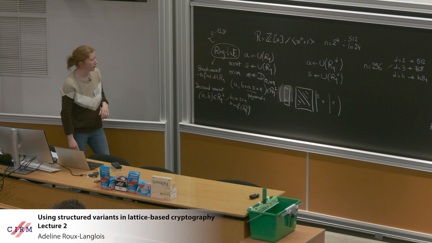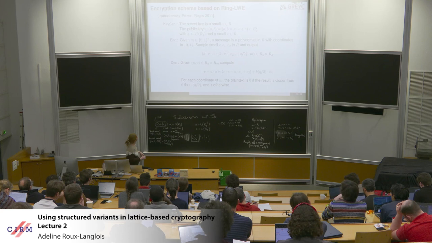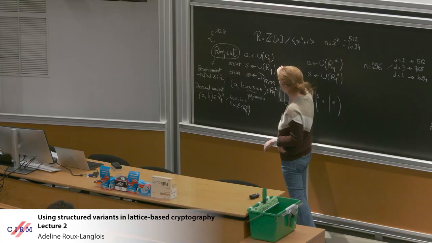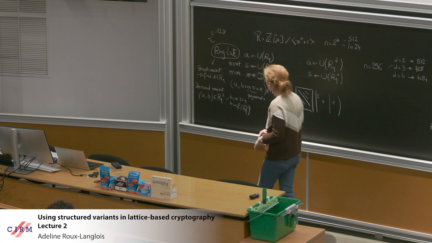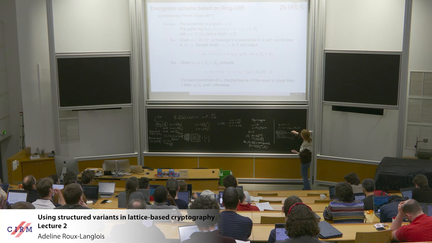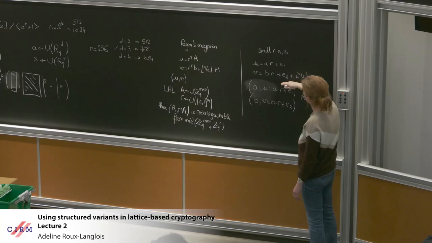And from this, we can build an encryption scheme. I come back here with, as a secret key, the secret of ring LWE, as a public key, this A, B sample, and to encrypt, I take a small r, and I compute u equals a r plus e1, v equals b r plus e2, plus q over 2 times m.